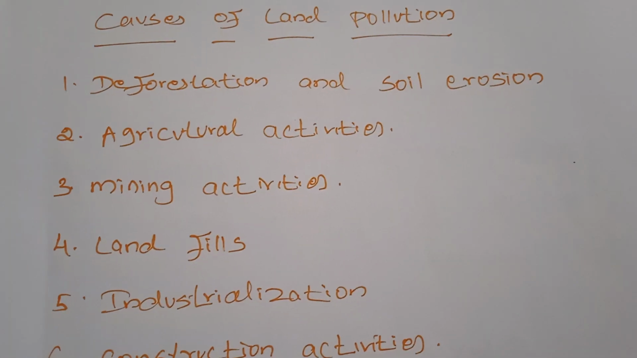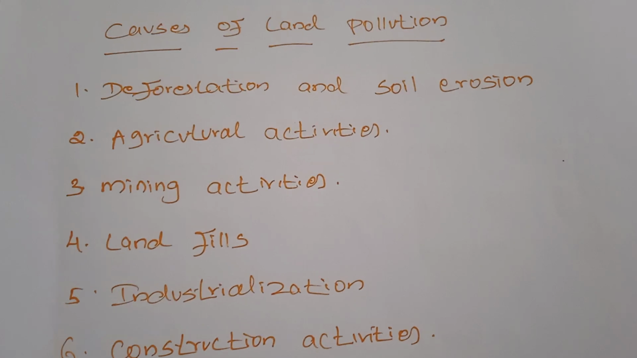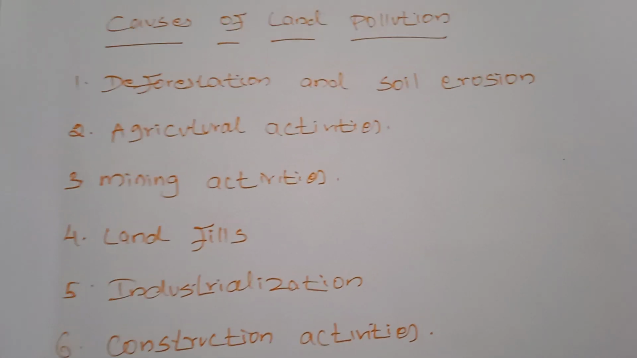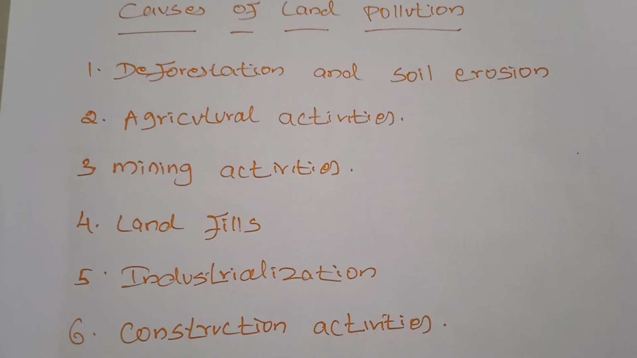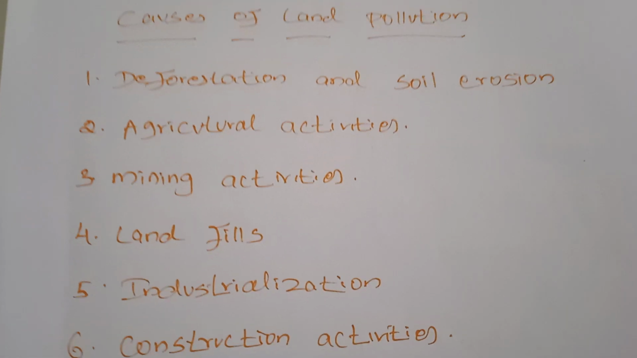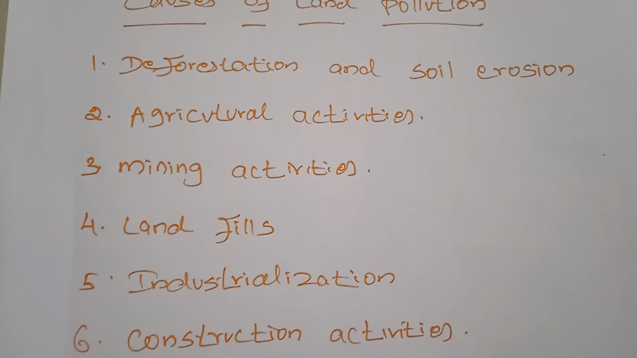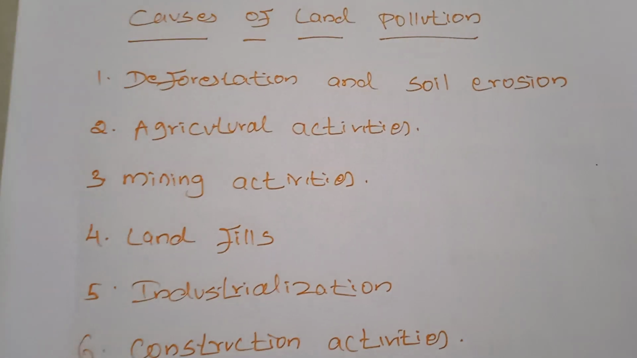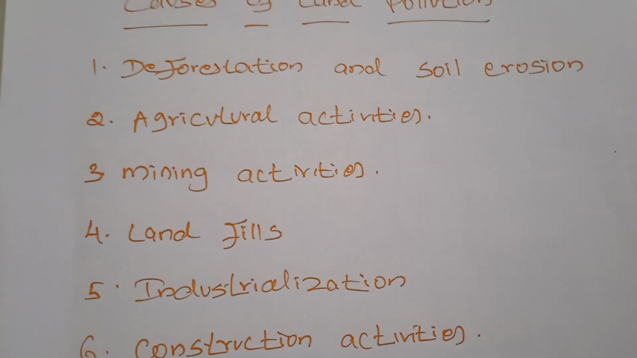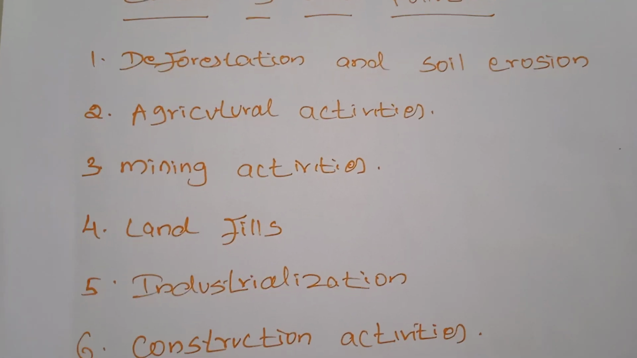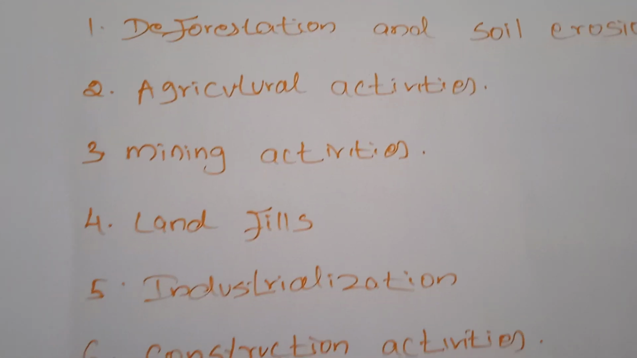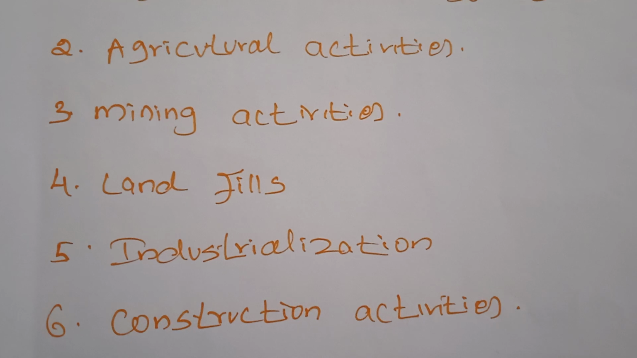And not only that, nowadays, due to the growth of industrialization, many machineries are also used in this cultivated land. So when we are using that material or the industrial goods in these agricultural activities, the land also has the possibility of getting polluted. Next, mining activities.